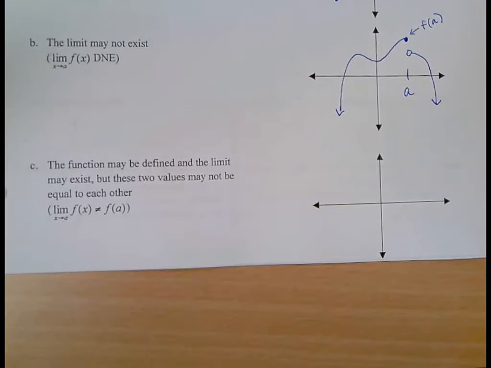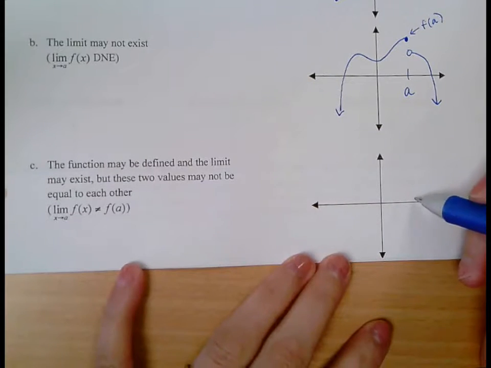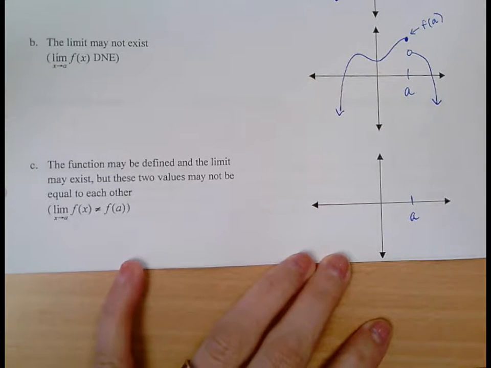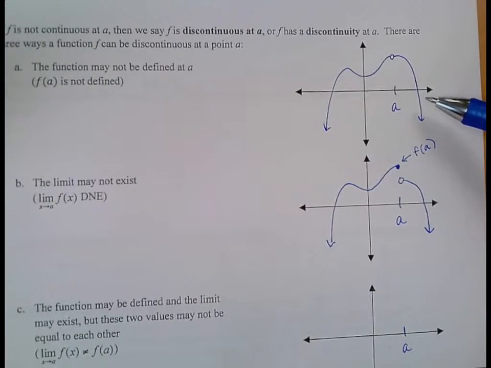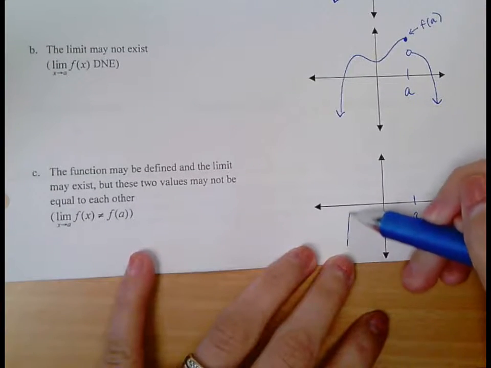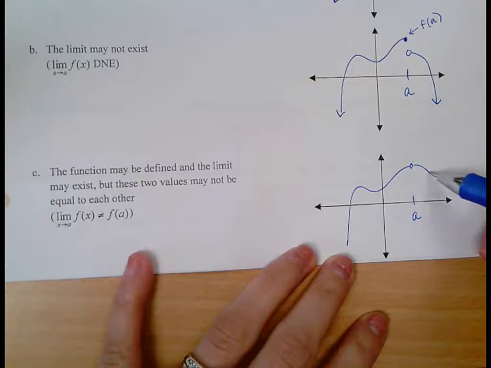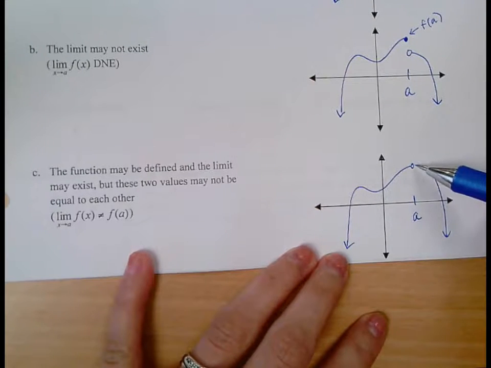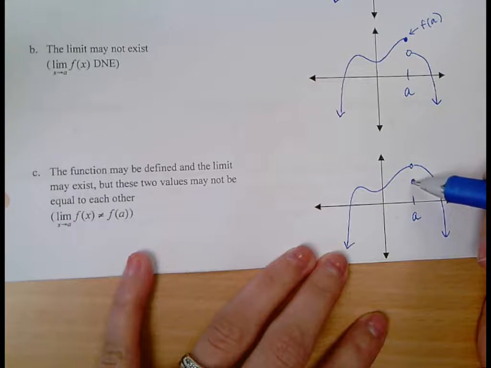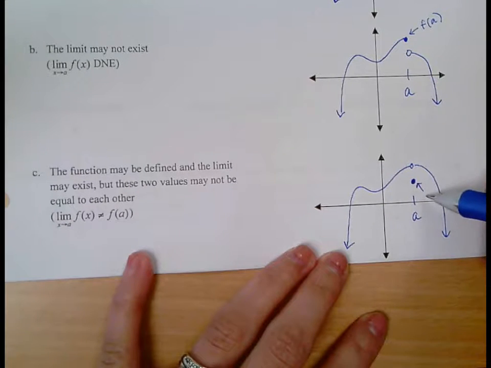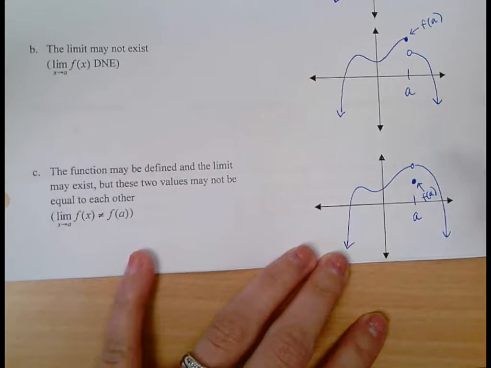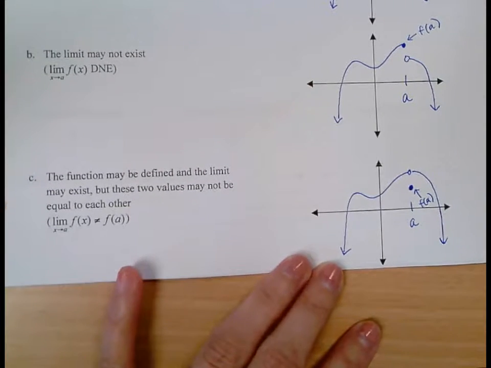And then the third condition would be the limit exists and the function value is defined, but they're not equal to one another. So I could draw this same graph I drew for part A. But then I have a hole in the graph, and then maybe I have a dot here. So this would be f of a, but where this hole is, whatever that y value is, that would be the value of the limit. So they both exist, they're just not the same.